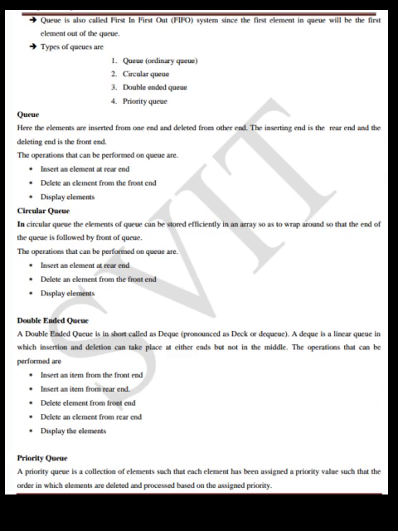In a circular queue, the elements of the queue can be stored efficiently in an array so as to wrap around, so that the end of the queue is followed by the front of the queue. The operations that can be performed on a queue are insert an element at the rear end, delete an element from the front end, and display elements. Now let us see double-ended queue.